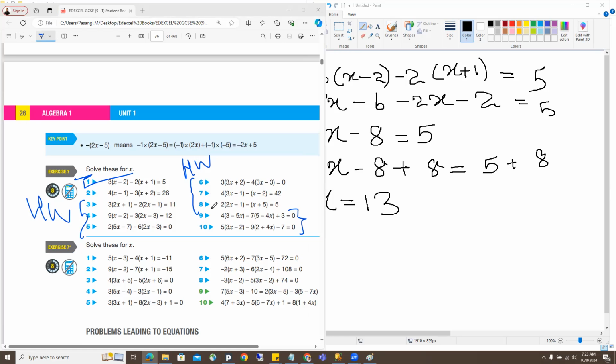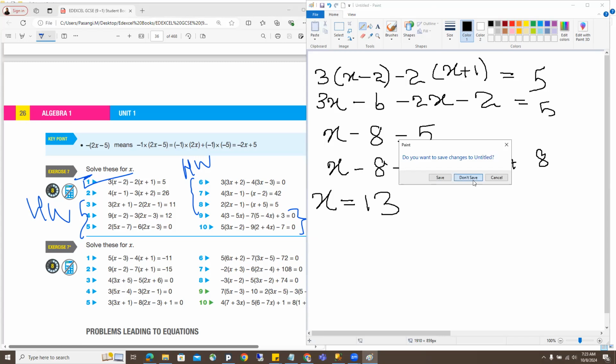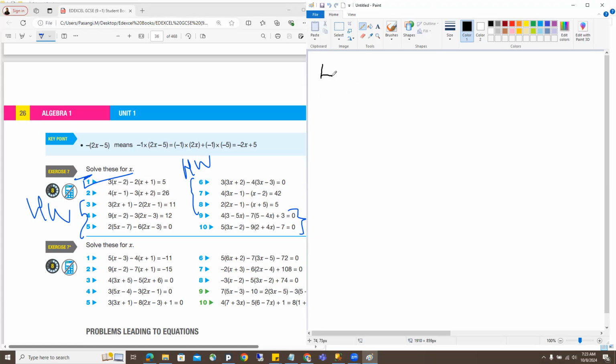Miss, what is the answer for the ninth one? Ninth one, what you can see. Ninth one we have 4 times (3 minus 5x) minus 7 times (5 minus 4x) plus 3 is equal to 0.